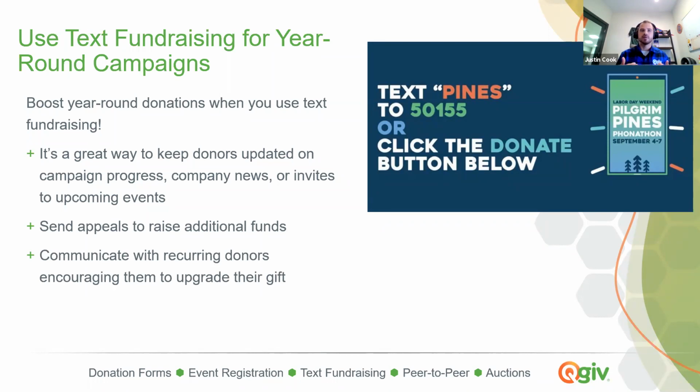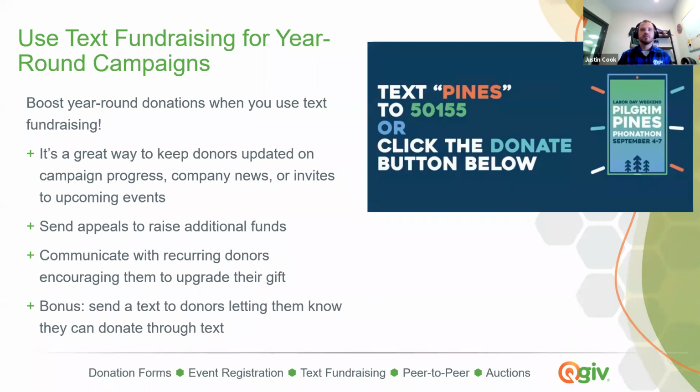It's also a really great option for recurring giving. You can text your current recurring donors, and you can even ask them to upgrade or increase how often they're giving to your organization, or simply say, hey, I'm super happy that you're giving to our organization. Let them know that you appreciate their support.